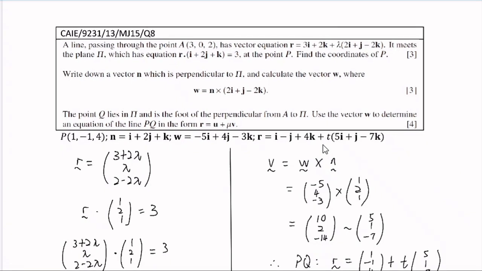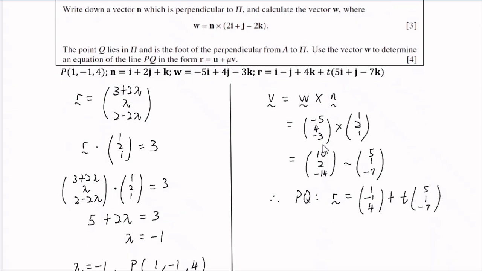So we have a line passing through this point A, which is (3, 0, 2), with this vector equation. So we have got the line there. It meets the plane pi, which has equation r dot (1, 2, 1) is equal to 3, at the point P. So find the coordinates of P. This is not something very complicated. It's for us to find the intersection.